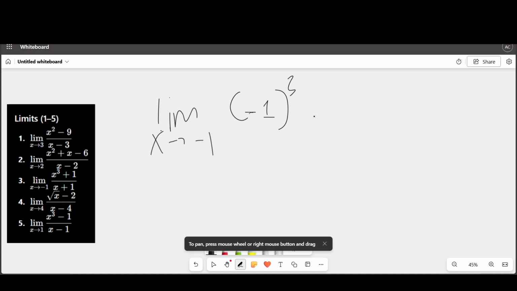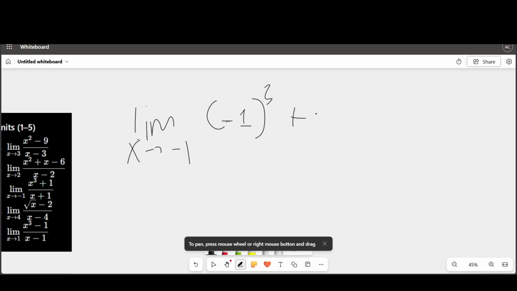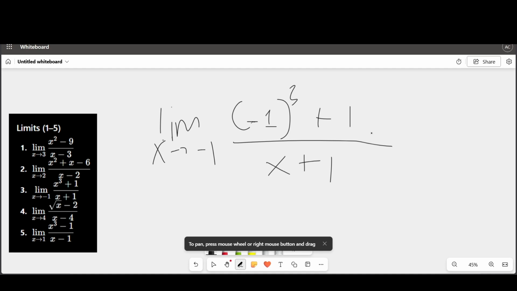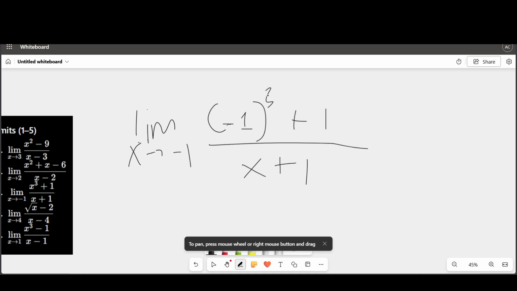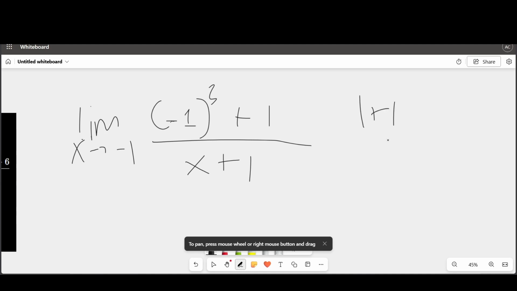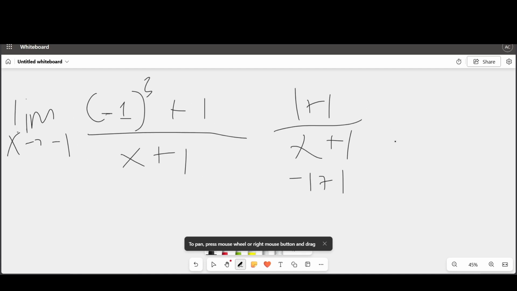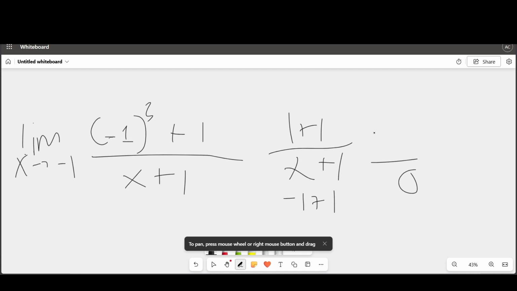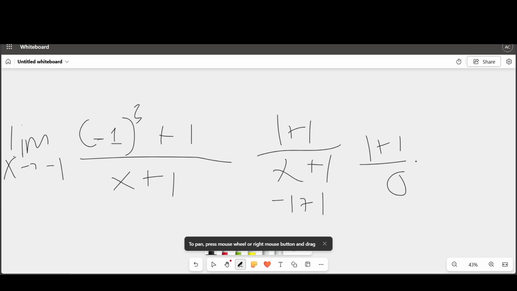Negative 1. Negative 1 cubed plus 1, and then x plus 1. Okay, so we're just going to try, and I believe negative 1 cubed is going to be positive 1. So positive 1 plus 1, x plus 1. We're just going to add negative 1 here as well. Negative 1 plus 1, oh, it's going to be 0 over here. Plus 1. Oh, hold on, 1 plus 1 is going to be 2.